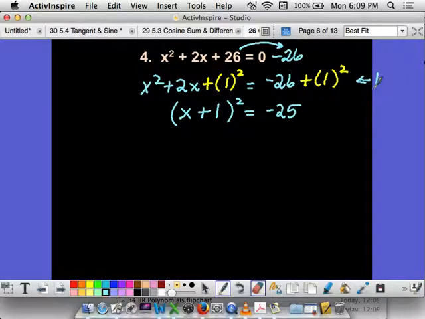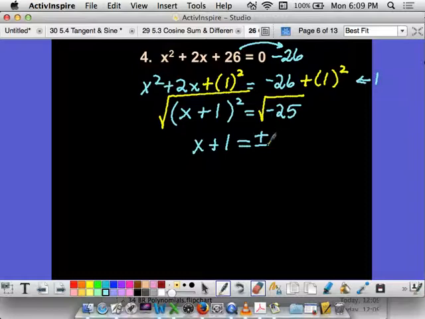Undo the squared, you're going to take the square root. When you take the square root, the squared and the square root will cancel each other, and that's just going to leave x plus 1 equals plus or minus. Don't forget plus or minus. Then we have the square root of negative 25. Hopefully you've gone back and remembered that we can't take the square root of a negative number. It's going to be imaginary. So therefore this answer is going to be 5i.